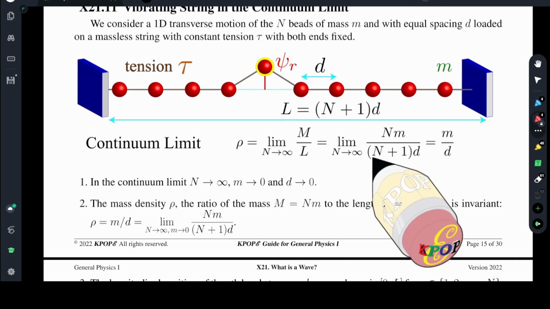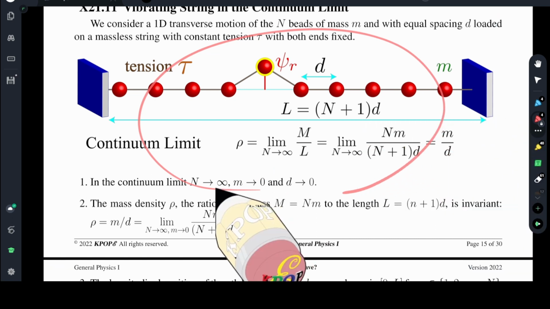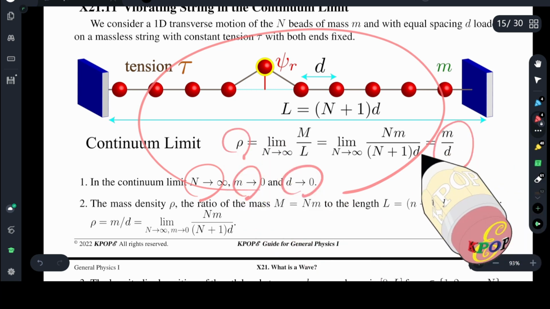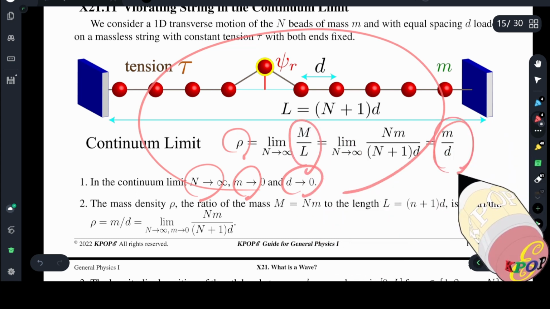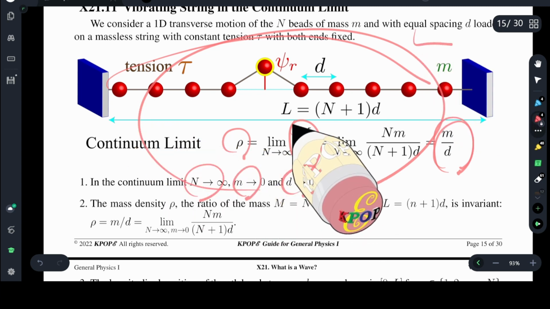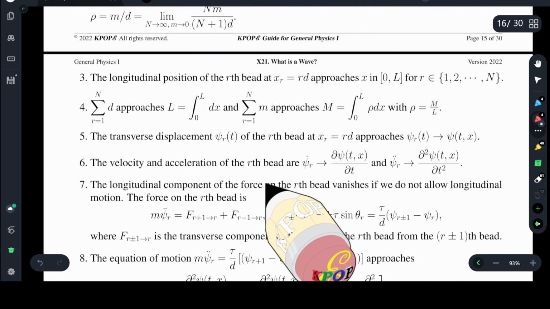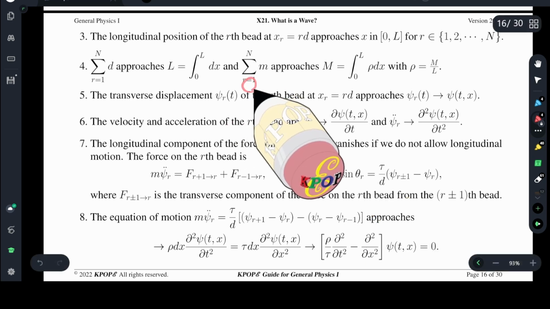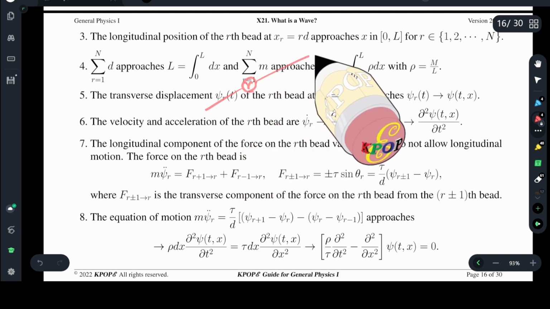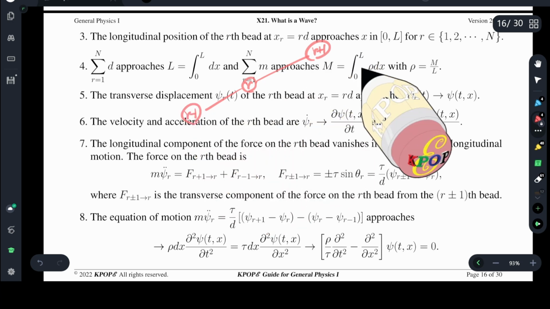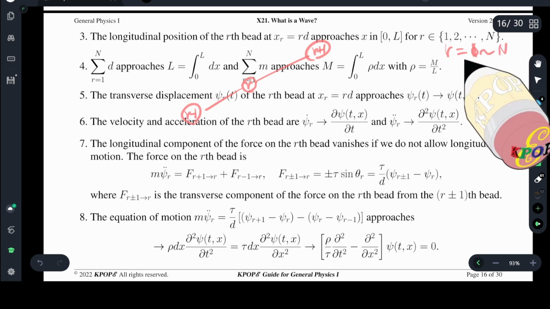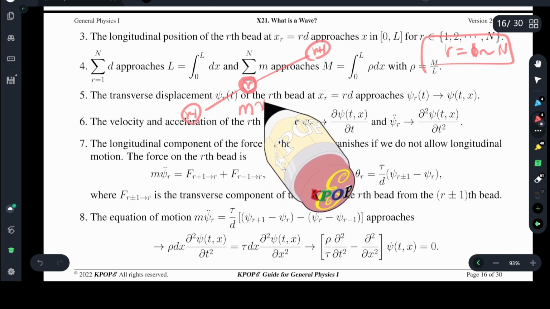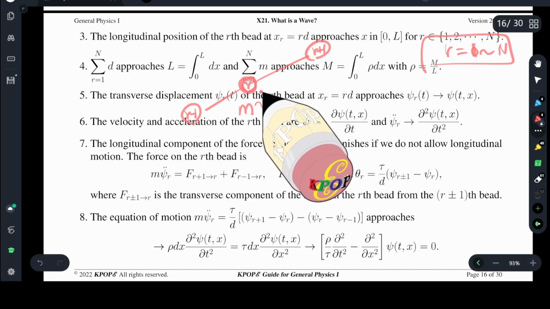In the continuum limit, we take n goes to infinity, m goes to 0, d goes to 0, but keeping the density constant, and length is still L, mass is still m. Now let us look for the equation of motion for every bead. There is the rth bead and the r plus 1th bead and the r minus 1th bead, and r goes from 0, 1 to n. I'd like to know the mass. This is mass. I'd like to know the position, psi of r. I'd like to know the acceleration, the double time derivative.